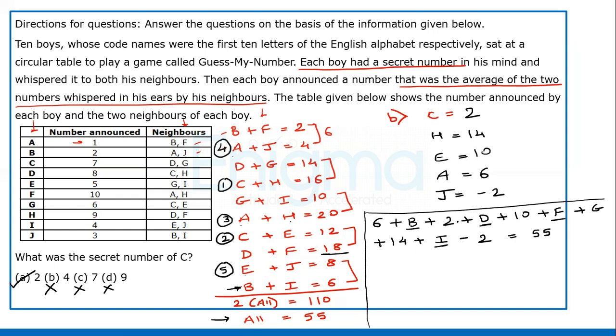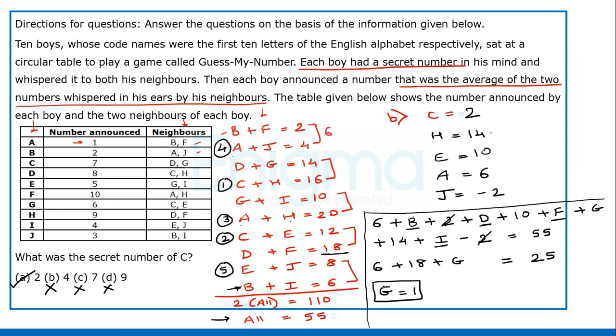So this 2 and minus 2 gets cancelled out. So we have 6 plus 14, that is 20, 20 plus 10, 30. So 30 gets subtracted from 55, we have 25. Now B plus I, we have 6, and D plus F, we have 18. So the only number which we do not know is G. So G comes out as 1.